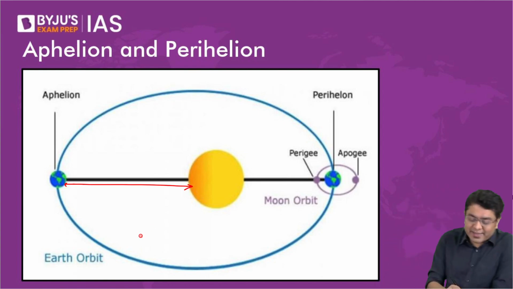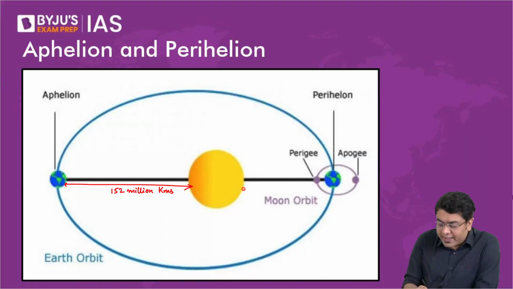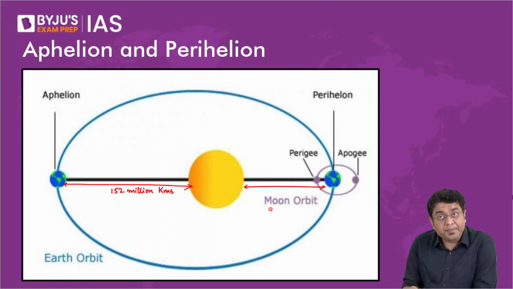And that distance turns out to be roughly around 152 million kilometers. And again, obviously, it is an elliptical orbit. It is not a spherical or a circular orbit. So because it is an elliptical orbit, there will also be a time when the Earth is closest to the sun. And that is roughly around 147 million kilometers.